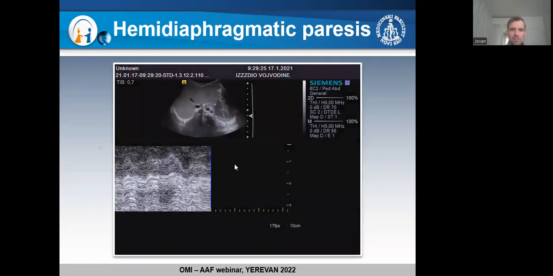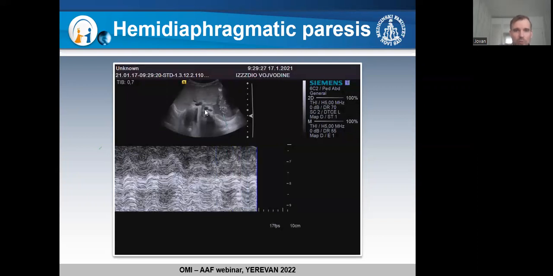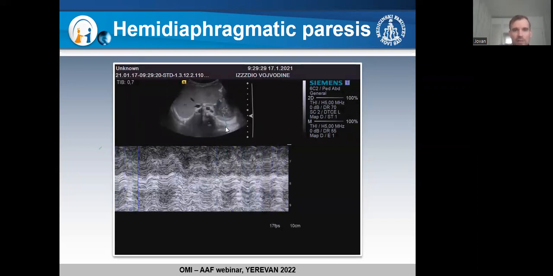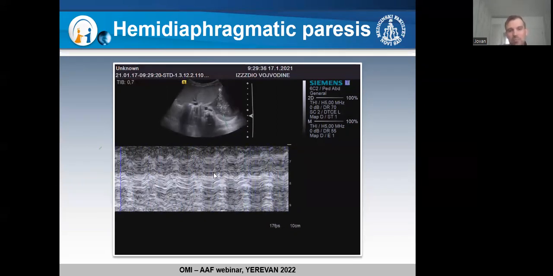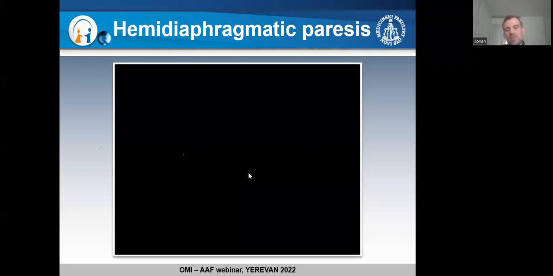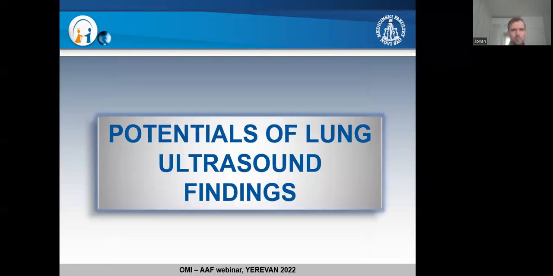Here you can see in this short video normal movements of the right hemidiaphragm and left hemidiaphragmatic paresis. Look at this. This is not a flat line, but just a bit curved line. So this was a hemidiaphragmatic paresis, an iatrogenic one after cardiac surgery.